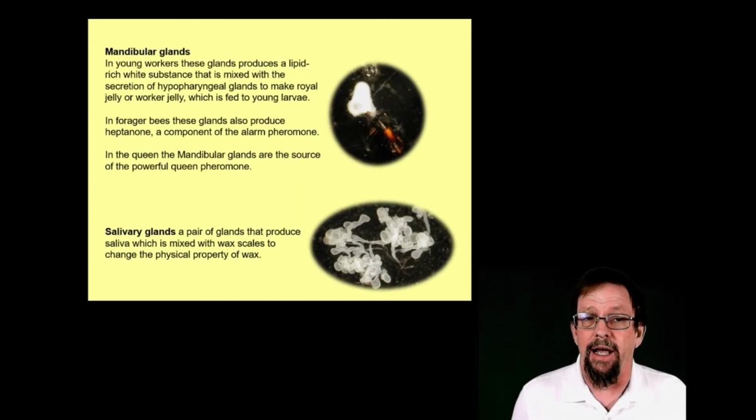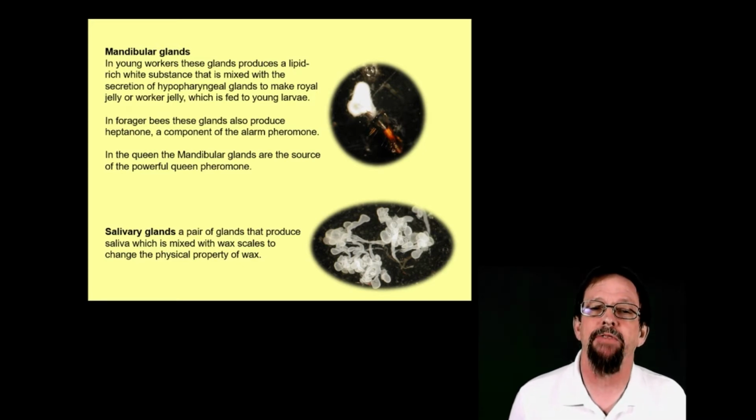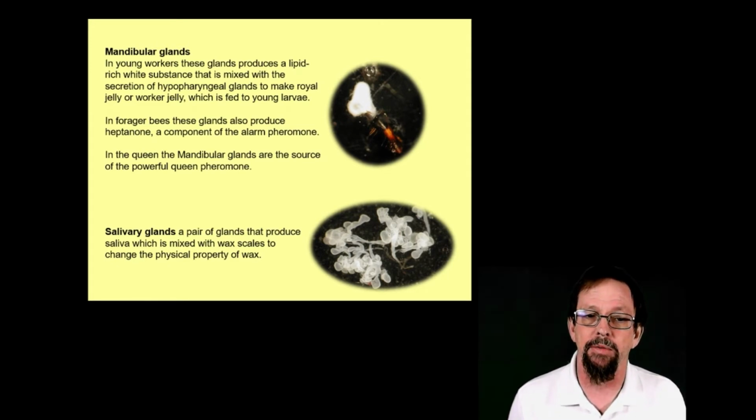The mandibular glands. In young workers, these glands produce a lipid-rich white substance which is mixed with the secretion from the hypopharyngeal glands to make royal jelly or worker jelly, which is fed to the young larvae. In forager bees, these glands also produce heptone, a component of alarm pheromone. In the queen, the mandibular glands are also a powerful source of the queen pheromone.